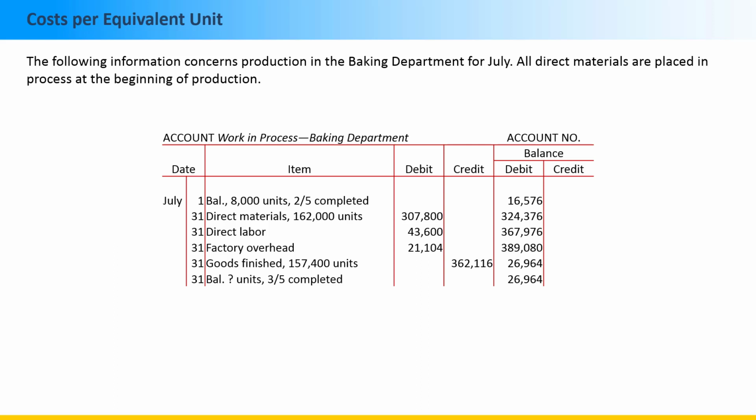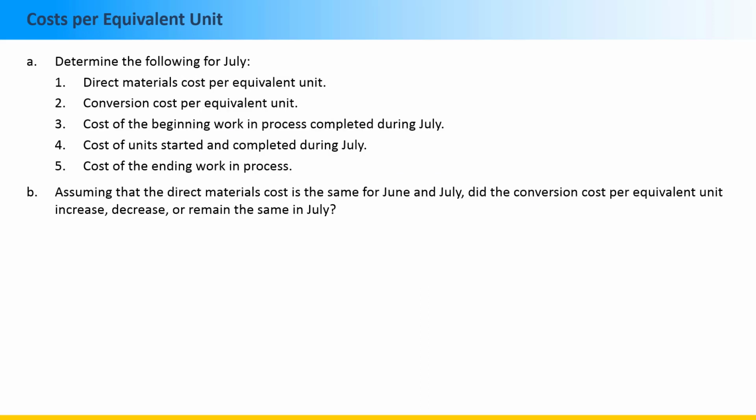This video is about calculating the costs per equivalent unit. The problem provides us with the work in process account of the baking department for the month of July. We are required to calculate the direct materials cost and the conversion cost per equivalent unit. We are also required to calculate the cost of the beginning work in process inventory that was completed in July, the cost of the units started and completed during July, and the cost of the ending work in process inventory.